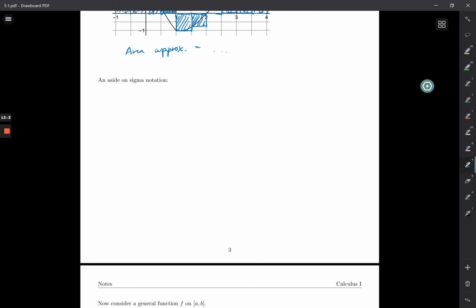Right, so I wanted to talk about sigma notation. If you are very familiar with sigma notation, you can just skip to the next video, because that's all I'm going to cover for the rest of this video. Okay, so sigma notation is also referred to as summation notation. This means exactly the same thing. And it is just a compact way of writing down sums.